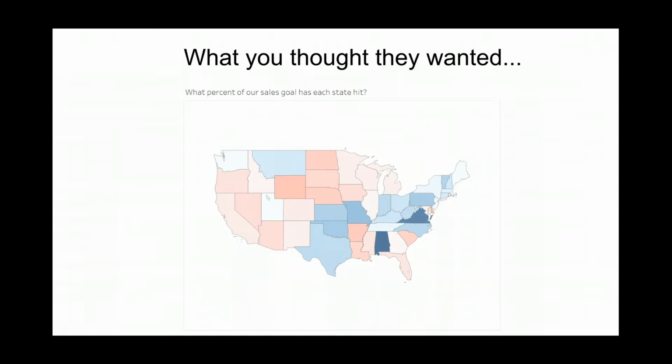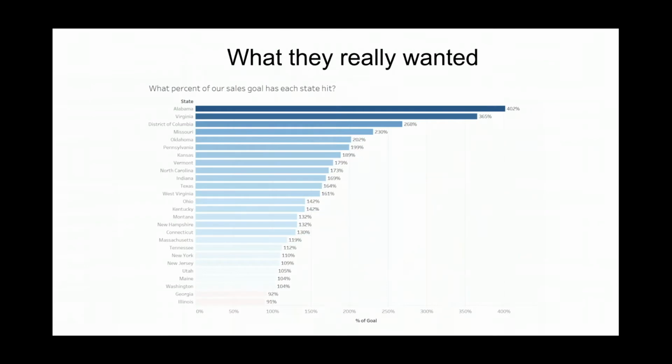How am I supposed to sort, rank, compare? A map's not good for that. So what they really wanted was maybe something like a bar chart. But the way they described it was they just wanted a chart that showed which states met their goals and which didn't. So you can see how quickly these kind of things get morphed.